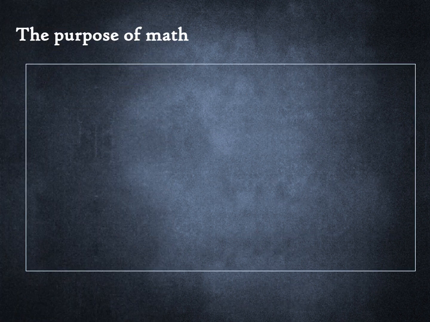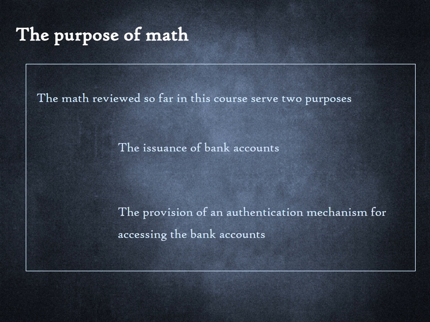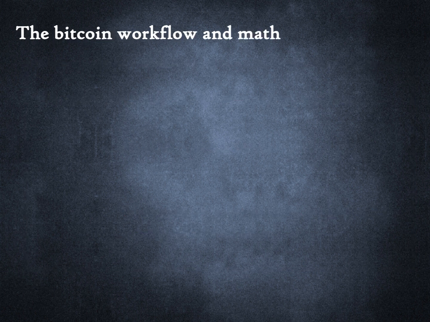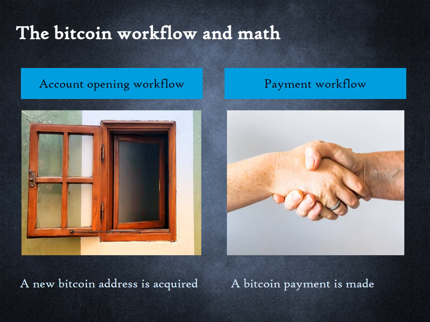It is easy to get lost in the math. Hence it's useful to reflect on the purpose this math is serving. The mathematical functions we reviewed replicate two functions that banks do. These functions are the issuance of bank accounts and the provision of an authentication mechanism for accessing the bank accounts. The math that we just reviewed is embedded in two workflows. The first is the account opening workflow by which a new Bitcoin address is acquired. The second is the payment workflow by which a payment is made. Next, let us briefly look at each one of them.